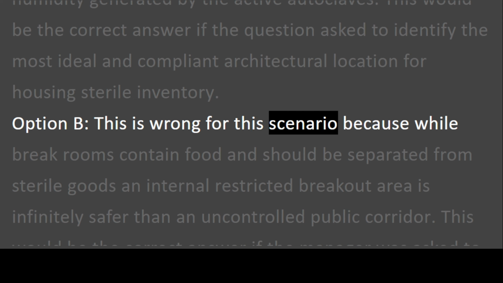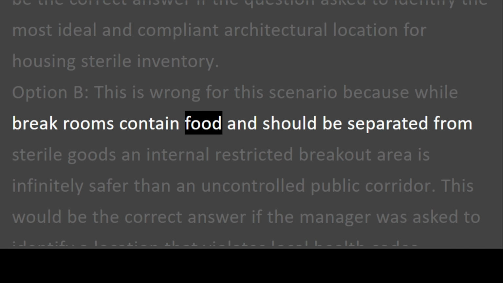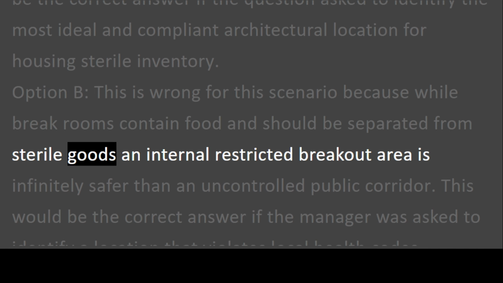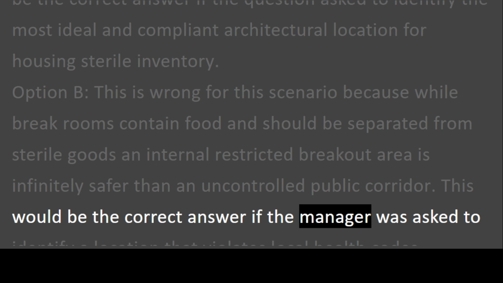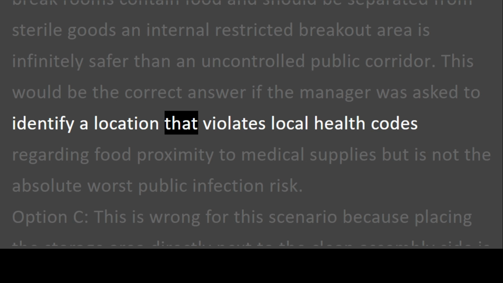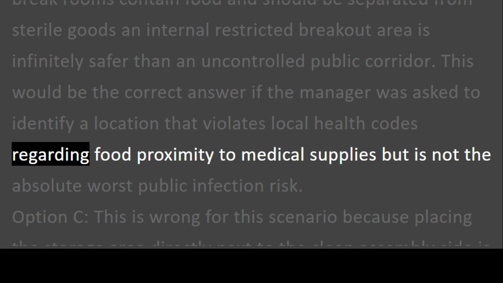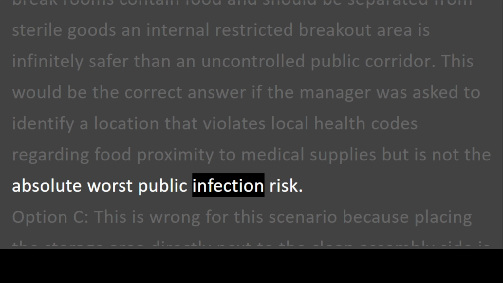This is wrong for this scenario because while break rooms contain food and should be separated from sterile goods, an internal restricted breakout area is infinitely safer than an uncontrolled public corridor. This would be the correct answer if the manager was asked to identify a location that violates local health codes regarding food proximity to medical supplies but is not the absolute worst public infection risk.